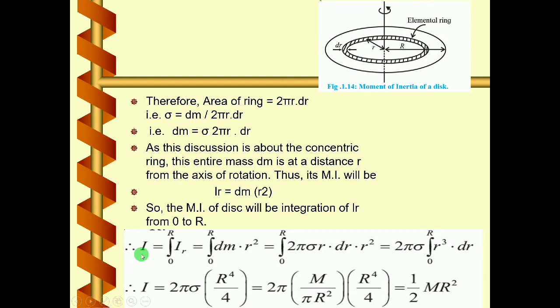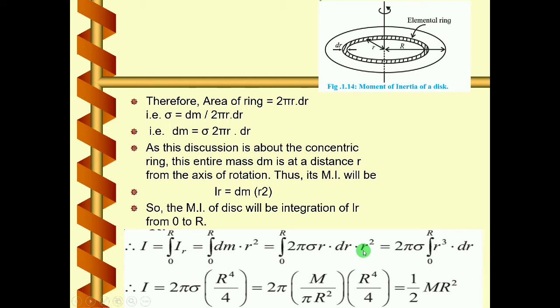So capital I, the total moment of inertia of the whole disk, will be equal to the integration of dI, from 0 to R. So dI is nothing but this term, so we put here dm r square, from 0 to R. The dm value we already know: dm is nothing but sigma 2 pi r dr. So instead of dm I am writing 2 pi sigma r dr into r square.